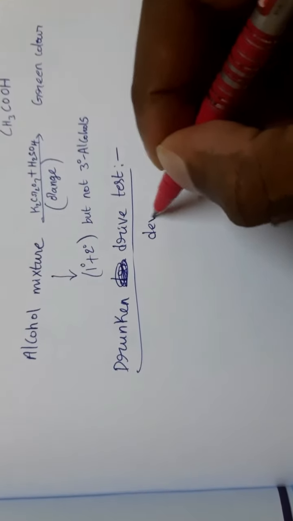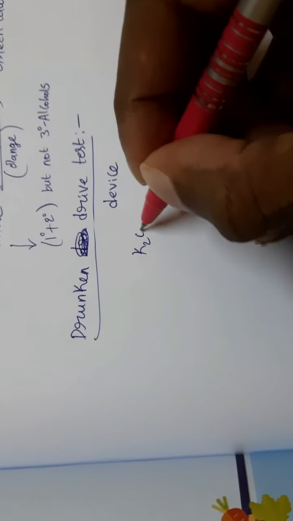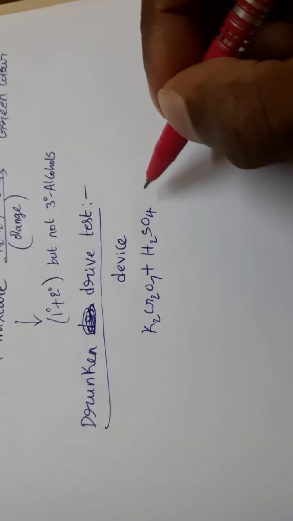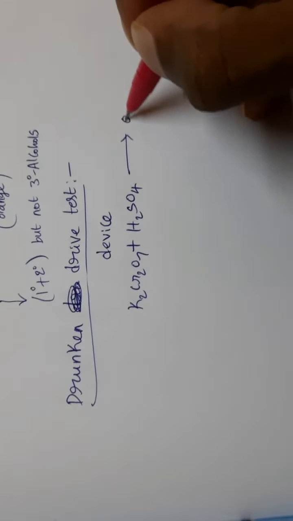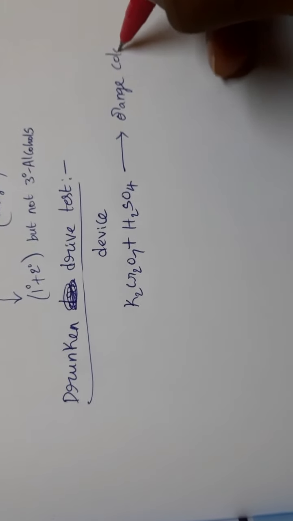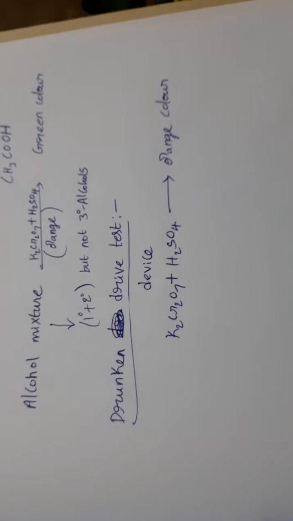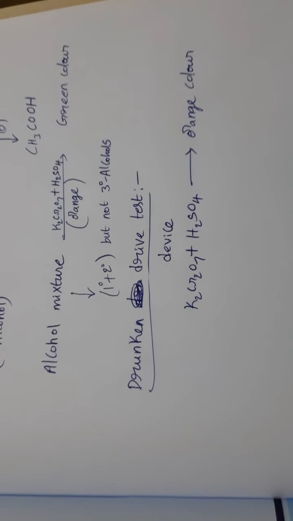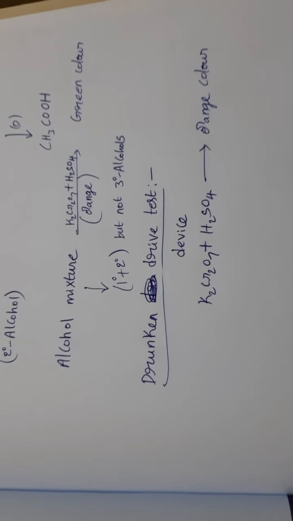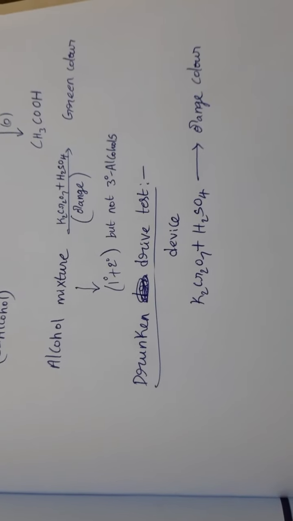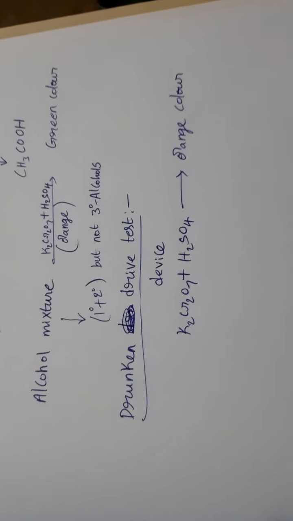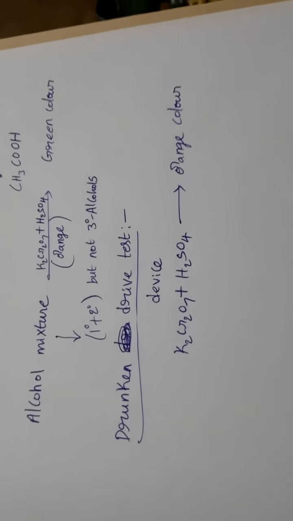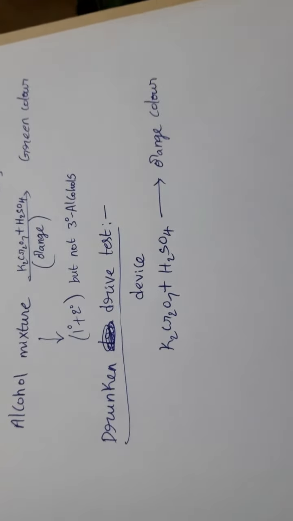Here, in a small device, K2Cr2O7 plus sulfuric acid is present. In a small device, K2Cr2O7 and sulfuric acid, it has orange color. Now, at the weekends and night times in cities, traffic police ask bike riding persons and car driving persons to breathe into this device. If that person consumes alcohol, then the color of this reagent is changed to green color.